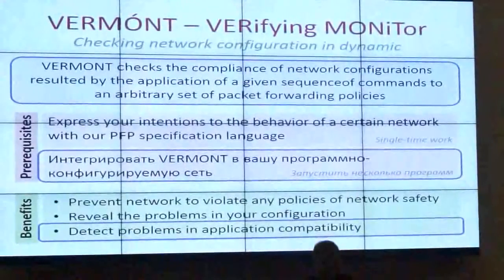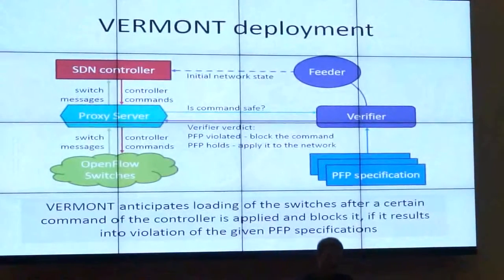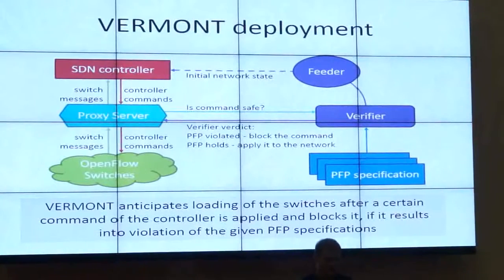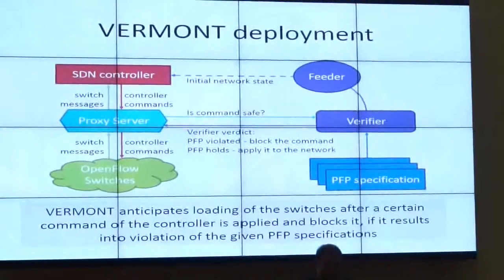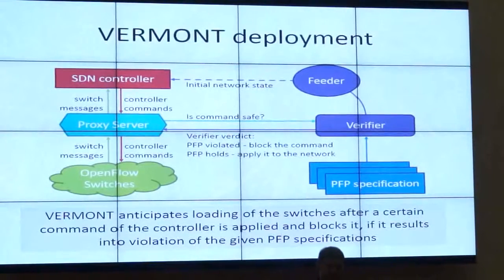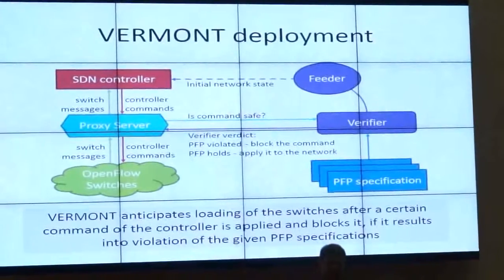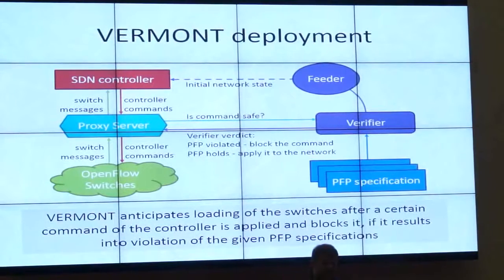We integrated it into OpenFlow, and actually this is a scheme of VERMONT deployment. We wrote our own proxy server and connected it to the choke point between the controller and a number of switches. The proxy server intercepts commands from the controller and messages from the switches. While it intercepts commands from the controller, it asks a verifier, which is actually an independent server, if the command is safe. The verifier checks. The verifier anticipates the results of the command application to the network and gives its verdict. If the command is safe, the command goes to the switch, and if it is not, the command is blocked.